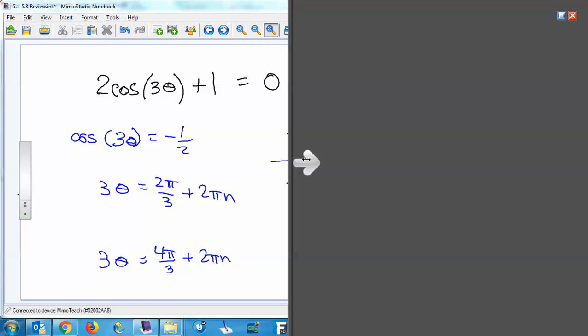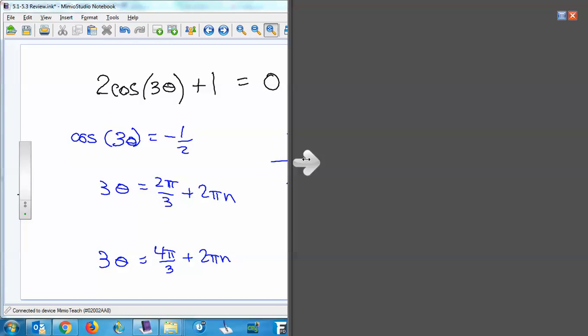All right. Did you get that far? Doesn't that make sense? It's the same thing we were doing, right? You draw your picture. It's in the second and third quadrants. It's going to be 2 pi thirds, but you could go around and around. So 2 pi thirds plus 2 pi n, and it'd be 4 pi thirds plus 2 pi n. But that's not theta. That's what? That's 3 theta, right?